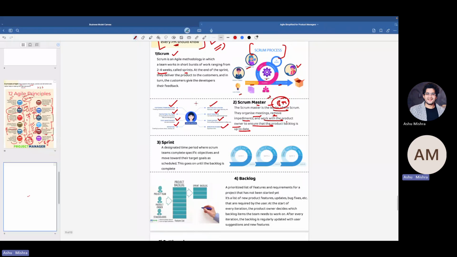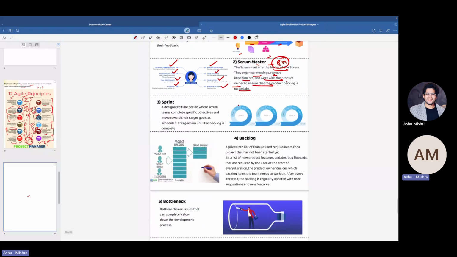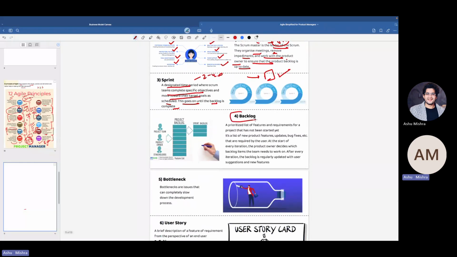Then, guys, we talked about sprint. Now, coming to the third part, what is exactly a sprint? A sprint is a designated time period of 2 to 4 weeks where the Scrum team completes specific objectives and moves toward their targeted goal as scheduled. This goes on until the backlog is complete, right? And the product is at its prime. Now, you would wonder, what is backlog, Ashu? Okay, guys, so let's come to backlog, right? Backlog is nothing but your pending work, the work that you haven't done till now. It constitutes the backlog.